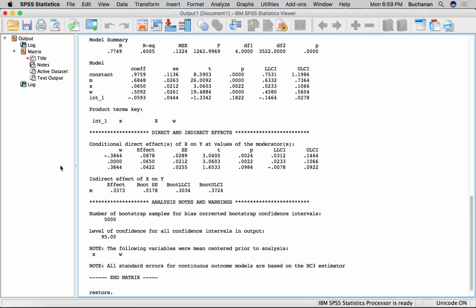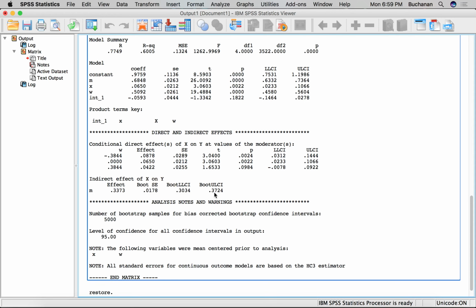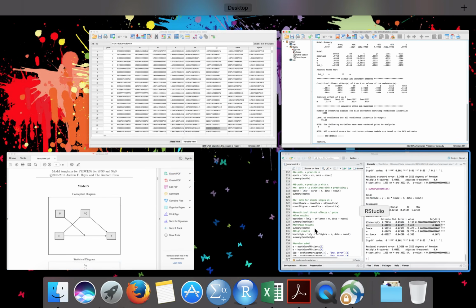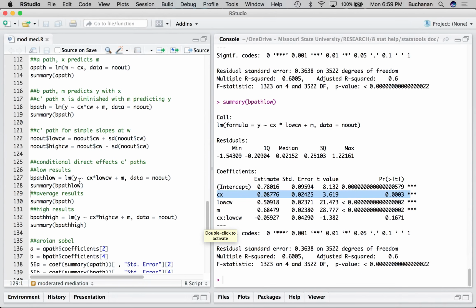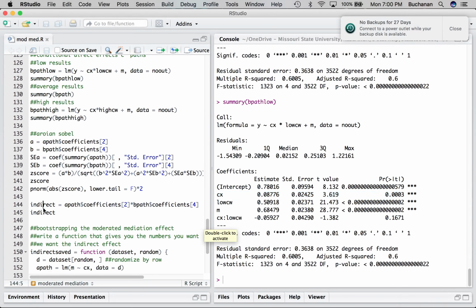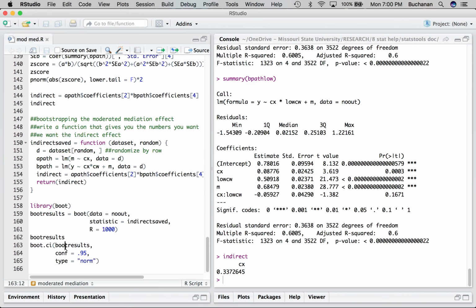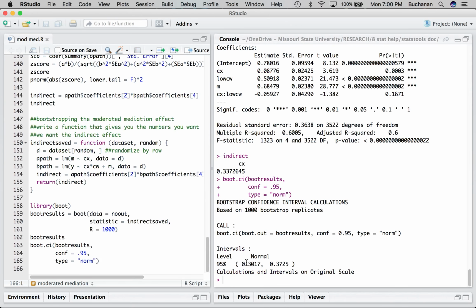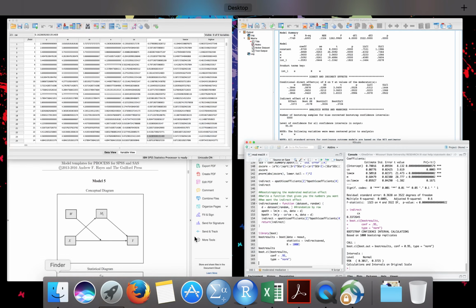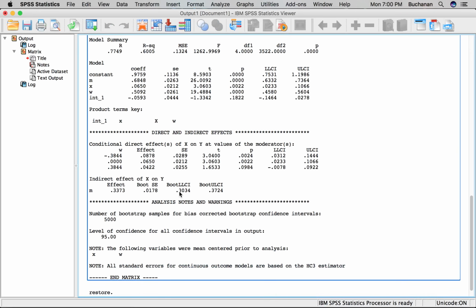And the big thing here, this indirect effect of X on Y, which is the mediation component, because there's no Sobel, it's 0.3373. And so that should match. So 0.3373 if I round up. And then let's look again at our boot confidence interval. I got 0.301 and 0.373. And this is 0.3034 and 0.3724.